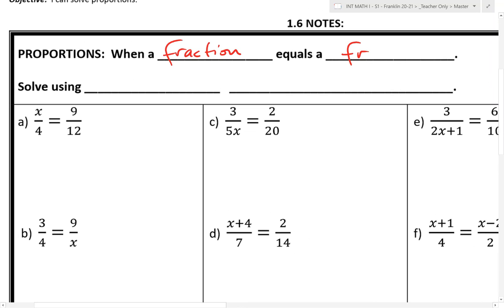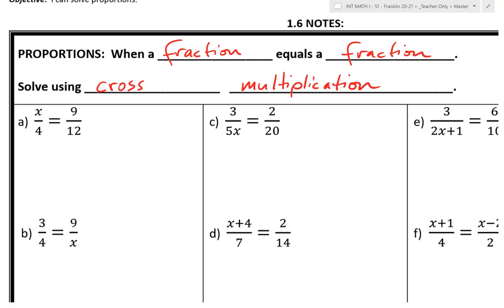So a proportion is a special type of equation that forms when a fraction equals a fraction. So when you have two fractions equal to each other, that is a proportion. And we're going to solve these proportions using what's called cross multiplication, which I'm sure you've at least heard of and probably done before. Maybe the things we'll get to today will be a little more complicated than you're used to, but you've hopefully seen this before.